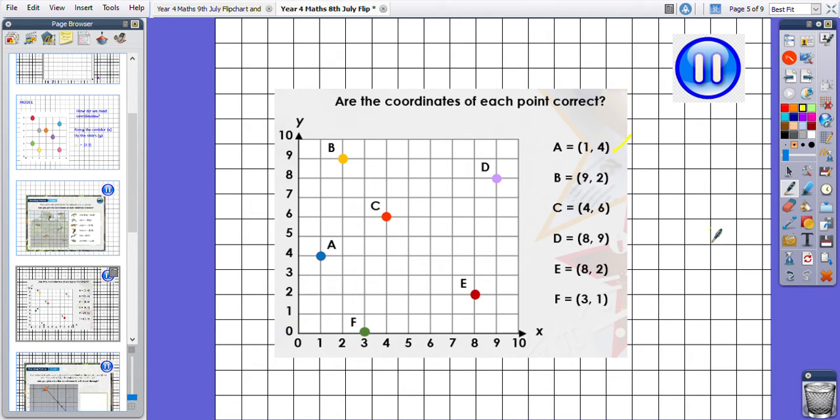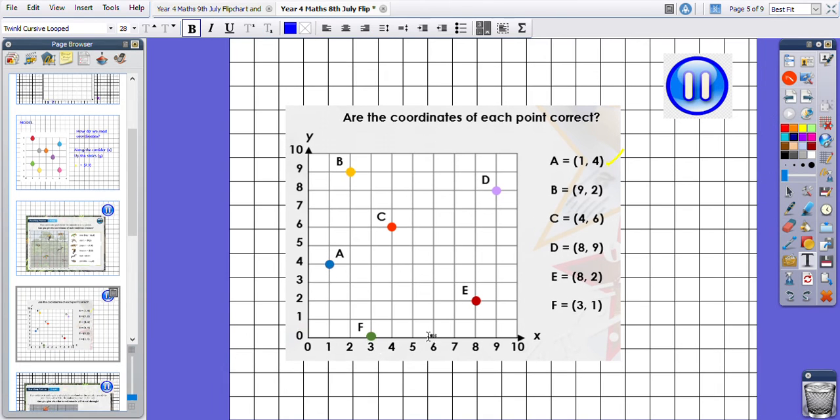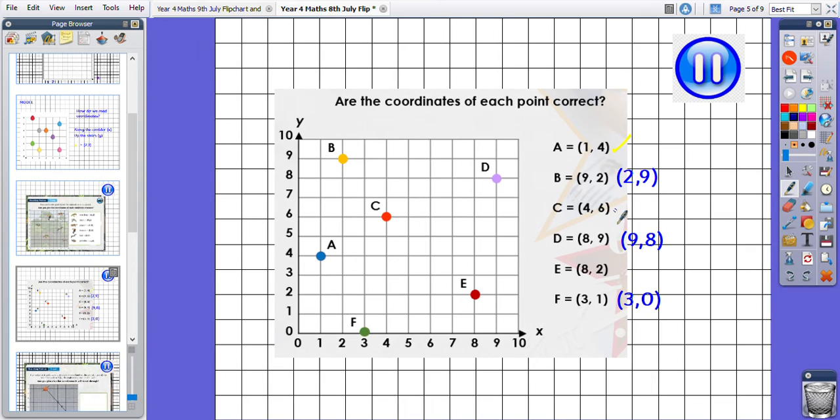So we know that A is correct because we've just been through it. B is incorrect because it's actually 2, 9, so it's the inverse. C, 4, 6 is correct. D, 8, 9. Again, it's the inverse. It is 9, 8, the opposite. The numbers are the opposite way around. E, 8, 2, yep, and F, 3, 1. Right, well, F is 3 along the corridor, but actually we're not moving up the stairs at all. So it is 3, 0. Okay, so A, C and E are correct, and the B, D and F corrections are there.